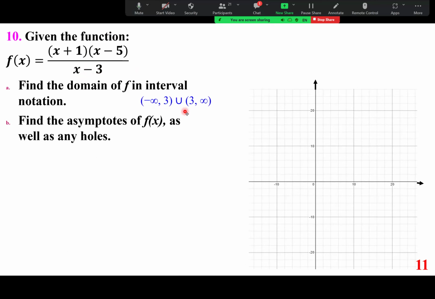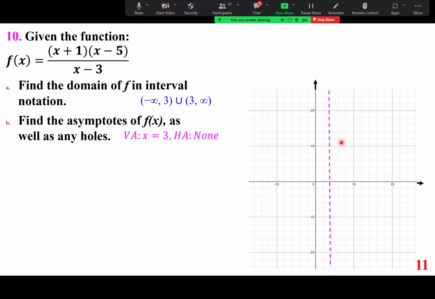Find the asymptotes. Vertical asymptote: x minus 3 equal to 0, x becomes 3. So x minus 3 is 0, x equals 3. We don't have a horizontal asymptote. The reason we don't, because the degree of the numerator, and by the way, that would be this line.